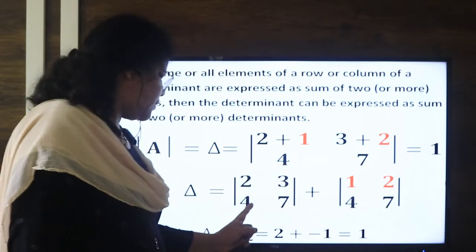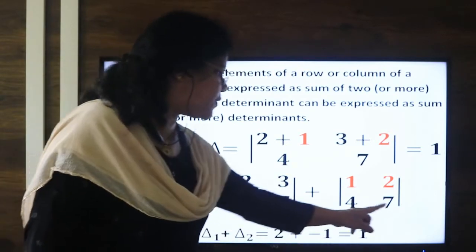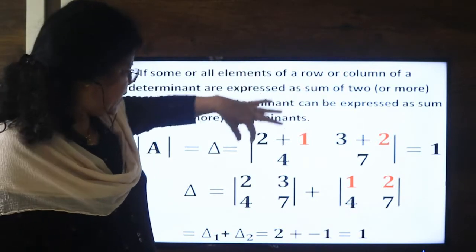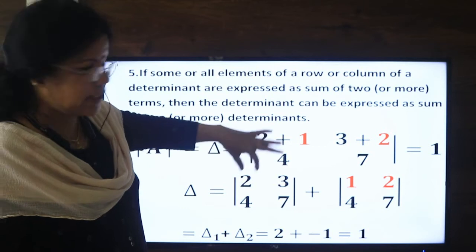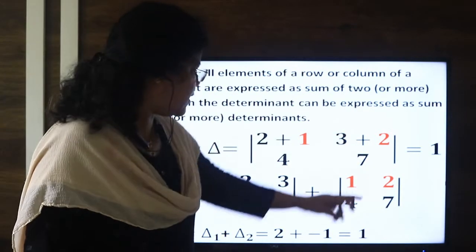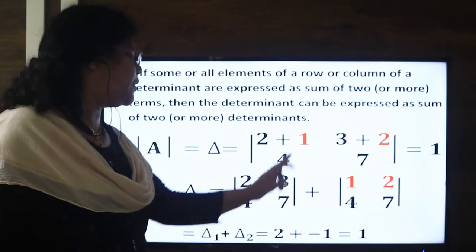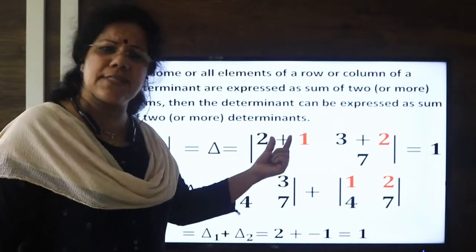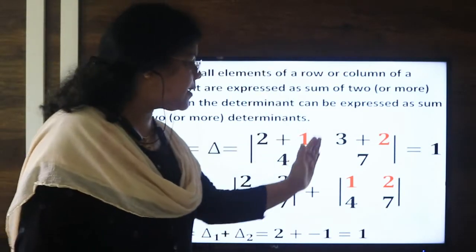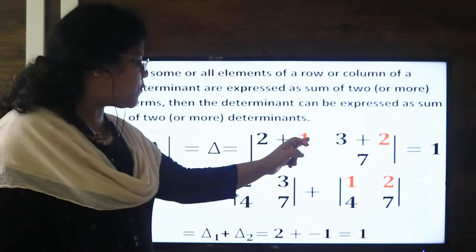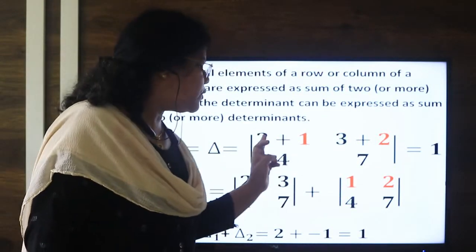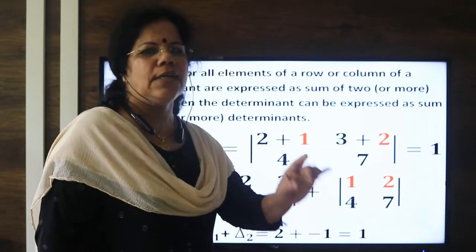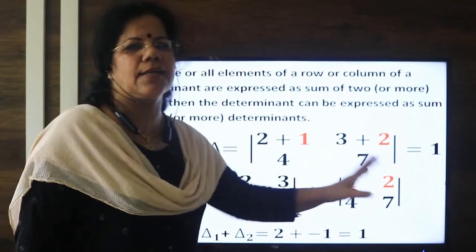Second row 4, 7 in both the determinants, 4, 7, 4, 7. Here, of these 2 elements, any one element is taken along with the first determinant, and here also 2 and 3 are taken here, 1 and 2 taken in this. It is not necessary that you have to take the first element with the first determinant and the second element with the second. Nothing like that. You can use 1 here and 2 in the second one. Here 3 in the first one, 2 in the second one. There is no such order. Any one element for the first and the other element for the second.